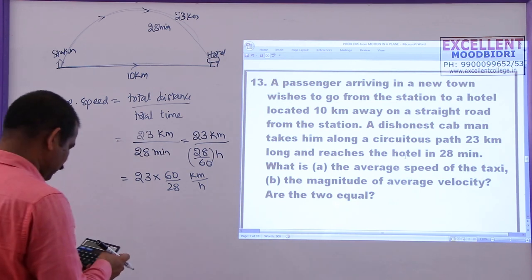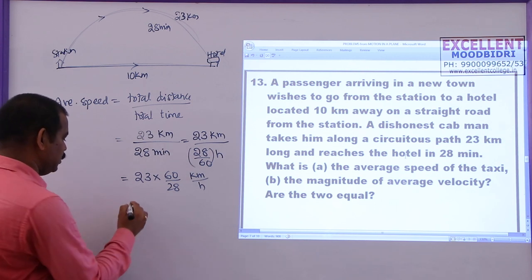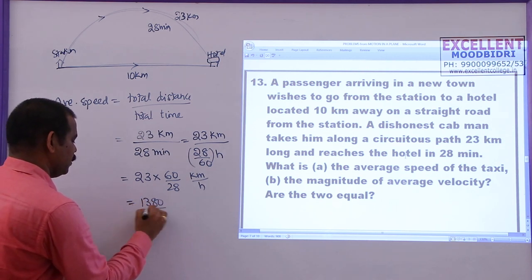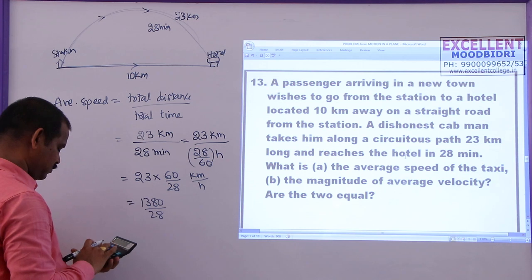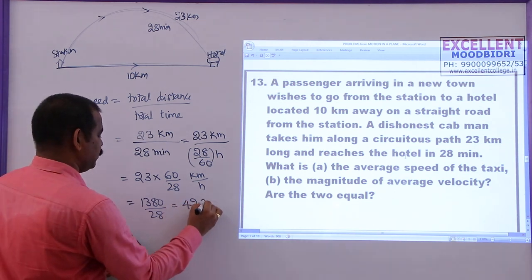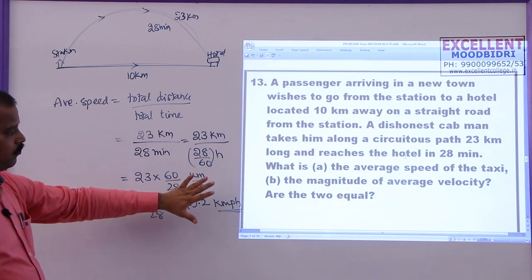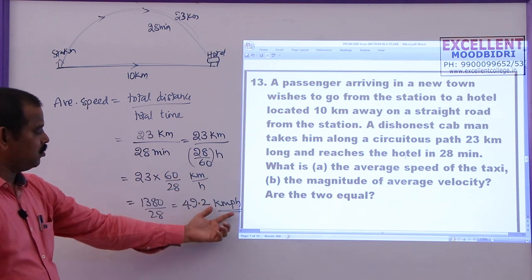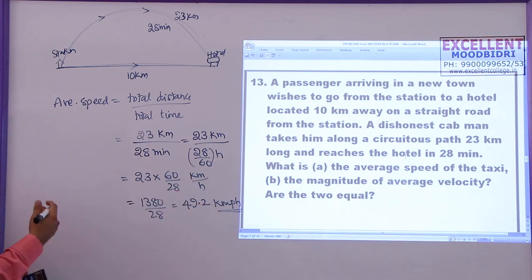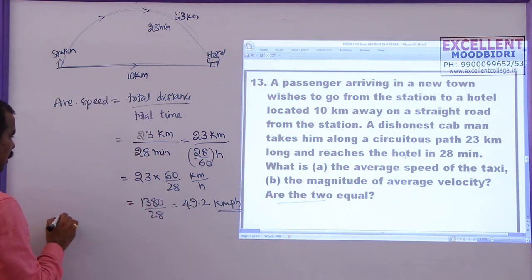So now what is the value of this one? This is 23 into 60, which is 1380 by 28. So this will be 49.2 kmph. So here I found this value, average speed in kilometer per hour. So let me find the magnitude of average velocity also in kilometer per hour. Then I will compare these two whether they are equal or not.